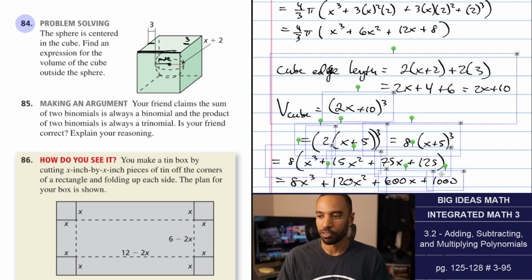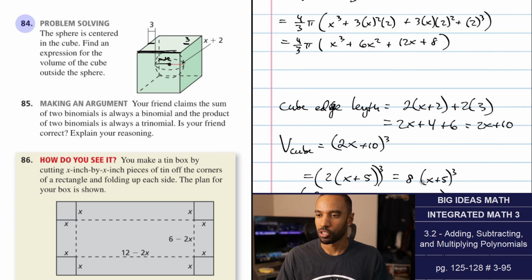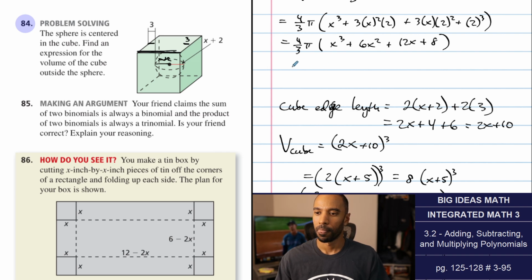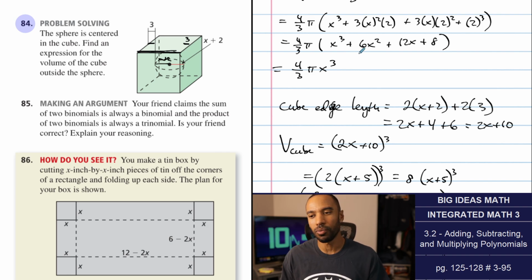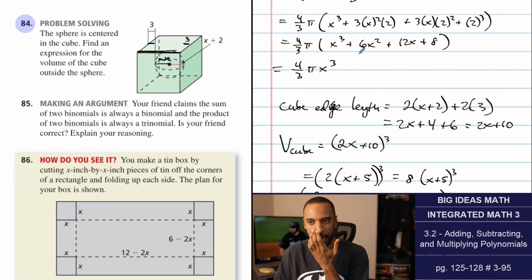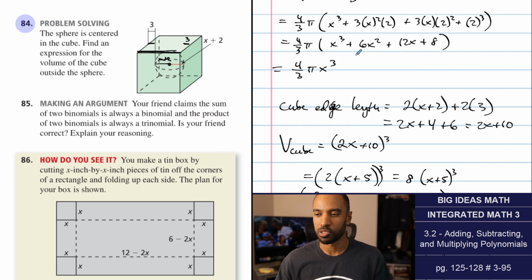Find an expression for the volume of the cube outside the sphere. I have to distribute that 4/3. So that'll be 4/3 pi x cubed. Well, I can't combine like terms anyway because there's a pi in it, so maybe I keep them separate. I'm trying to think if that's allowed.